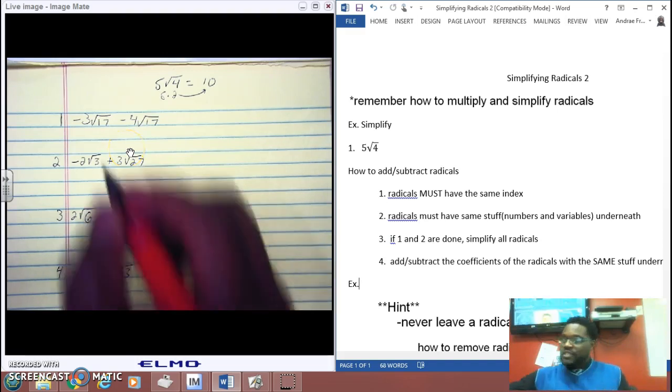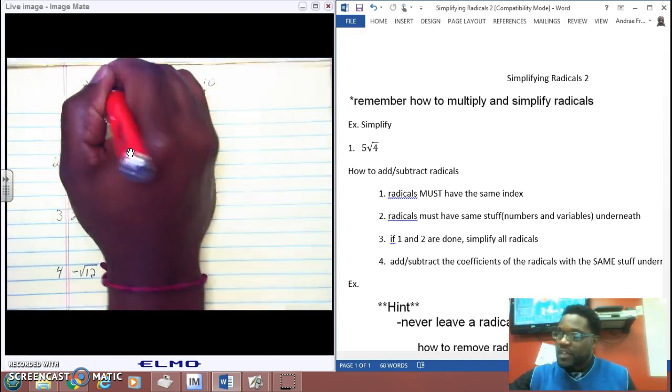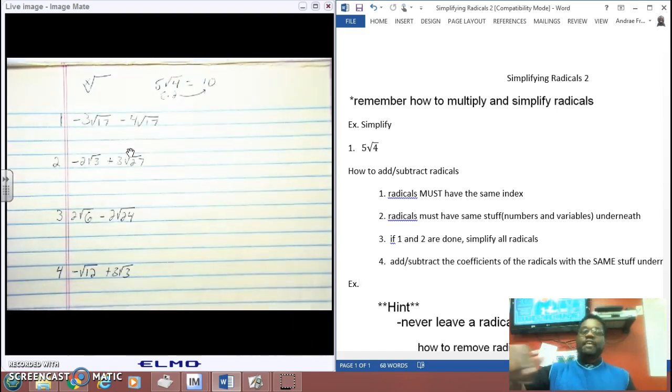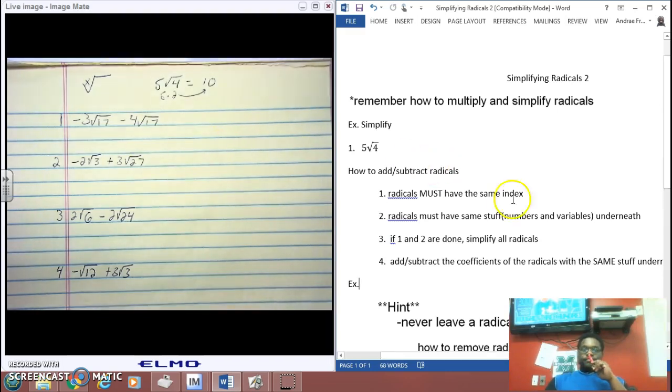But remember, an index is the number outside the radical. So whatever the index is, they have to be the same in order to add or subtract. Radicals must have the same stuff. I just said stuff, but that means numbers and variables underneath the radical. Now, if you got those okay, then you simplify any radical that you can, like what I did here at the beginning. And then you add or subtract the coefficients of the radicals with the same stuff underneath. But you do not add or subtract the numbers underneath the radical.